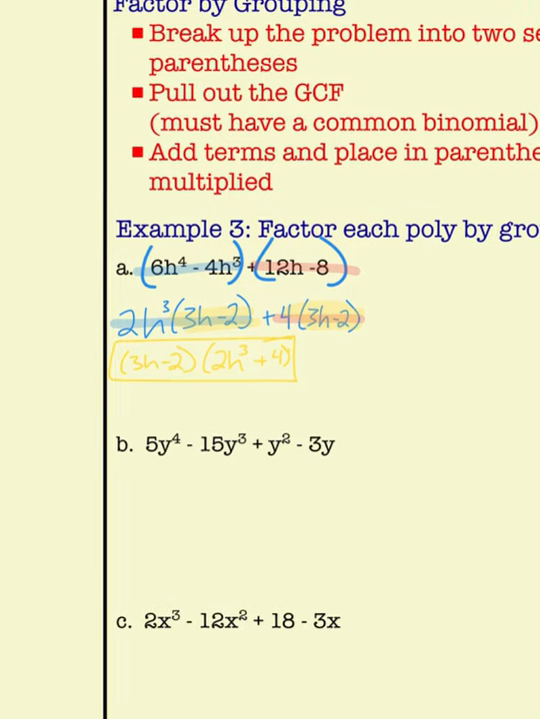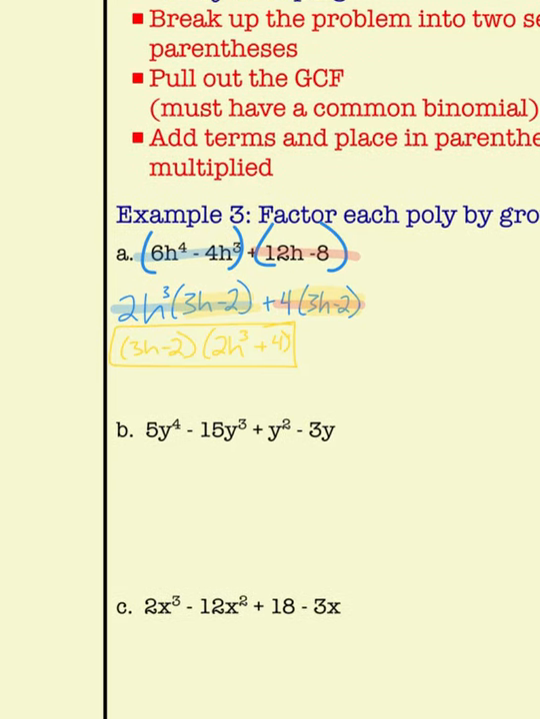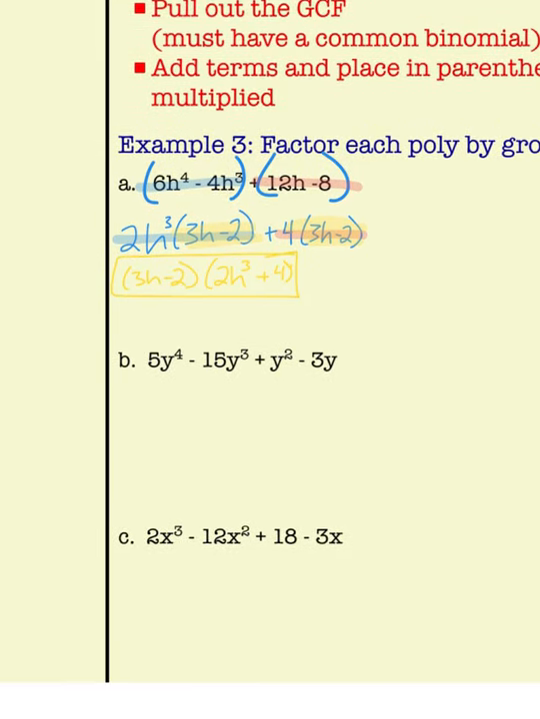All right. Let's try the second one. I'm going to go back to blue. Okay, so 5y to the power of 4 minus 15y cubed. Both of these have y cubed, and then 5 and 15 are both divisible by 5. So I'm going to pull out a 5y cubed. I'm left with y, and then minus 3. The y cubes cancel out.